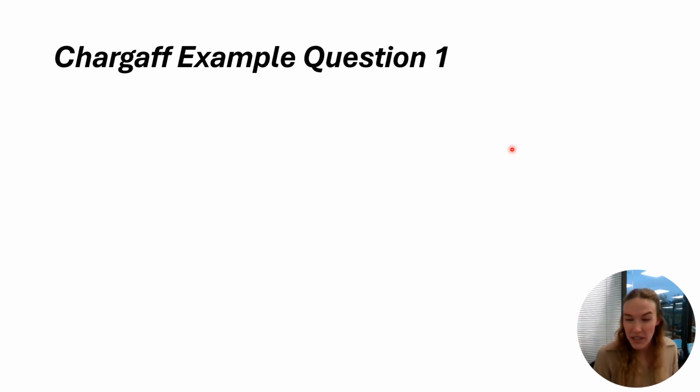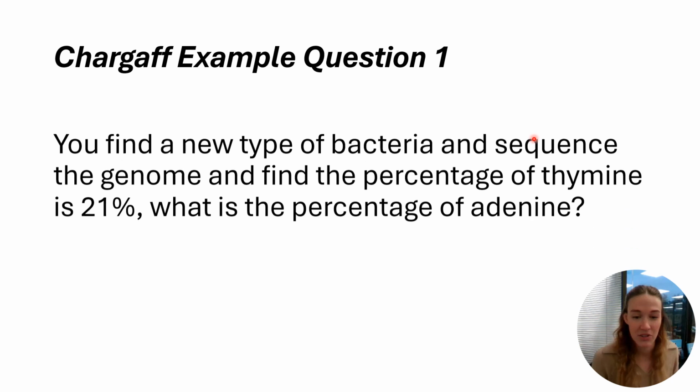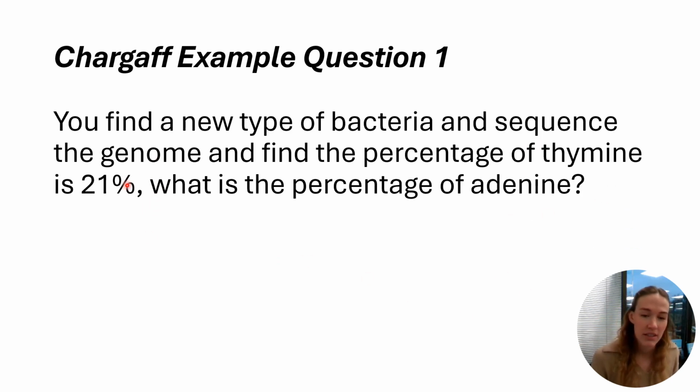Okay. So typically what you're going to see with these types of questions are basically just simple math questions. So if I were to ask you the percentage of adenine based off of the finding of a percentage of thymine, you should be able to tell me that it's also 21%. So in this case, you find a new type of bacteria and sequence the genome, and you find the percentage of thymine is 21%. So what's the percentage of adenine? Well, because of Chargaff and Watson and Crick base pairing, you should understand that thymine and adenine are roughly the same. So 21% thymine means 21% adenine.